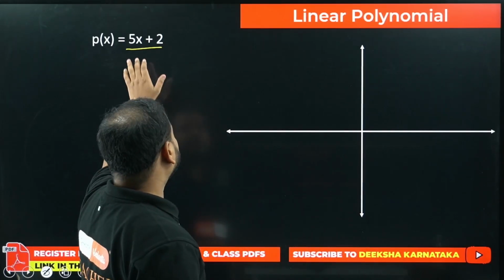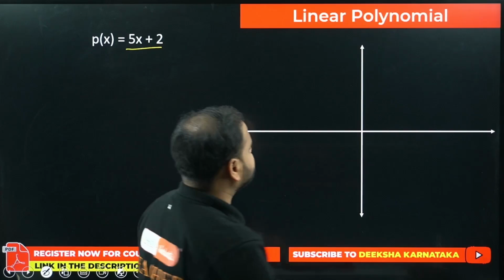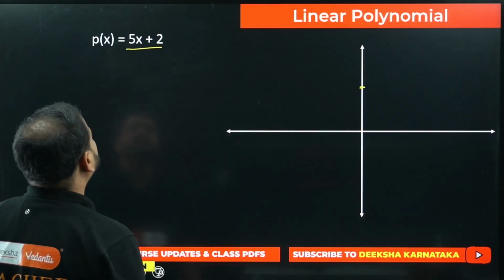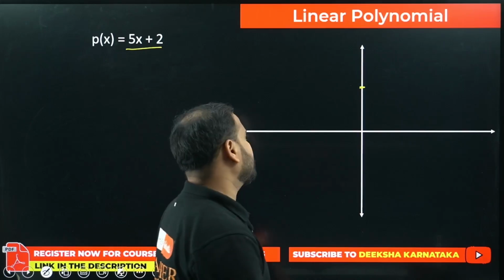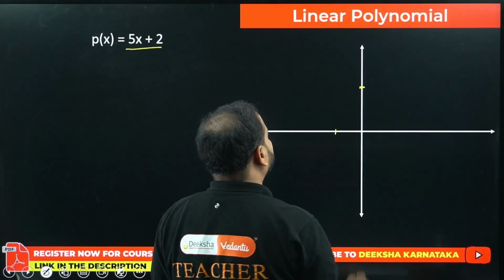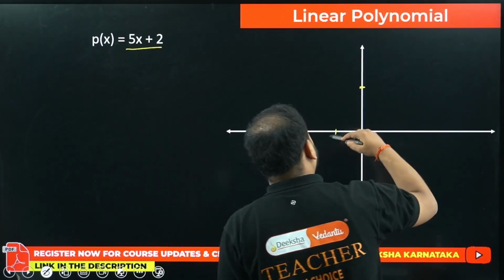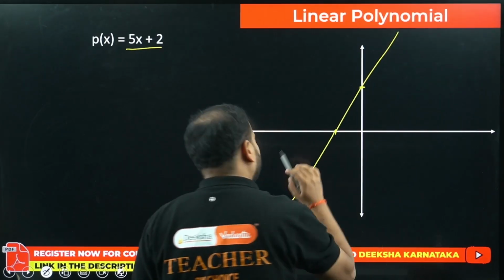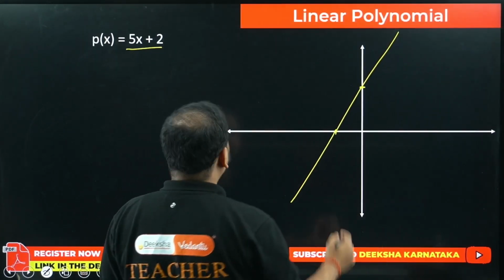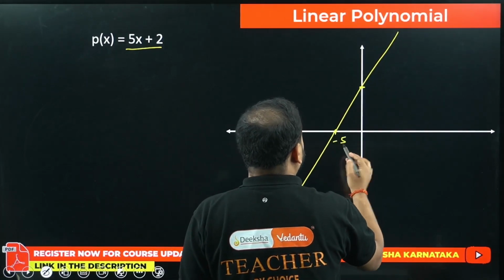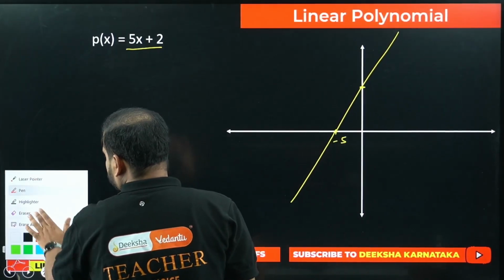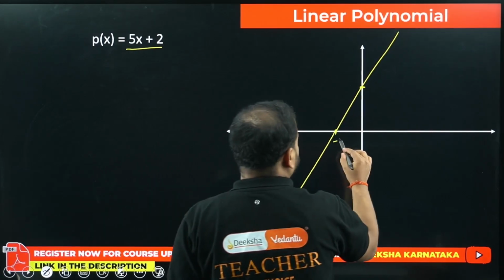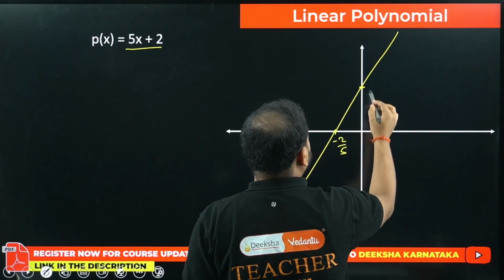Put x equals 0, what are you going to get? The y value as 2. Put y equal to 0, what are you going to get? The x value as minus 2 by 5, so less than 1, somewhere over here. If you plot the graph, you're going to get something like this. Forgive me, it's not minus 5, it's minus 2 by 5. And this is simply 2.